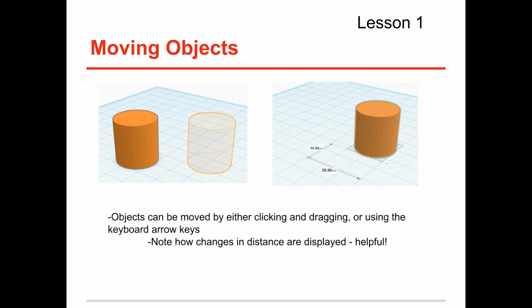Now, we're going to look at moving objects. Objects can be moved by either clicking and dragging or using the keyboard arrow keys. I want you to notice how changes in distance are displayed helpfully. You can move them and you actually will get the distance of where things are moving, which is helpful and gives you an idea of where it's going to end up. So it gives you a visual proximity.